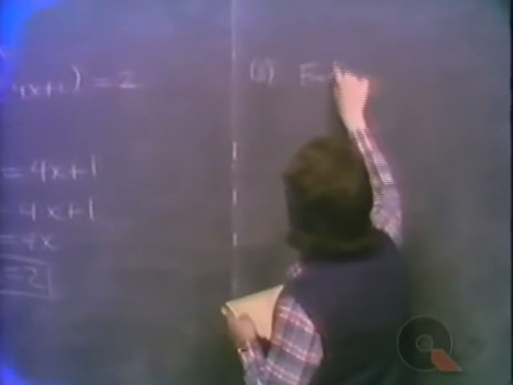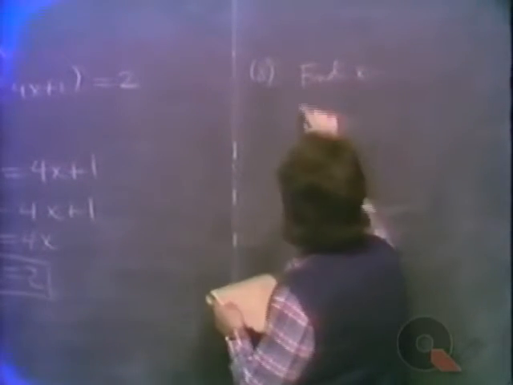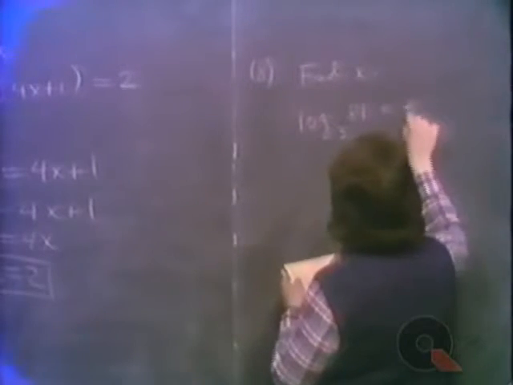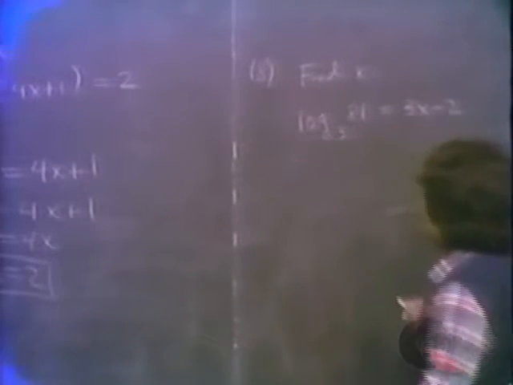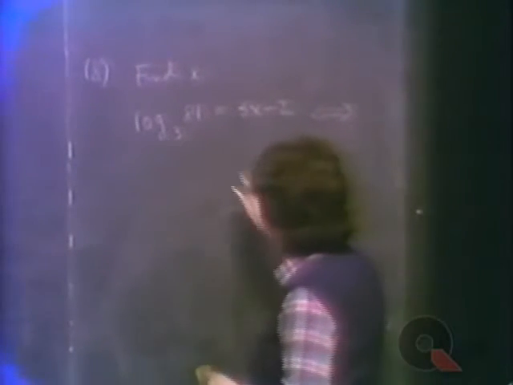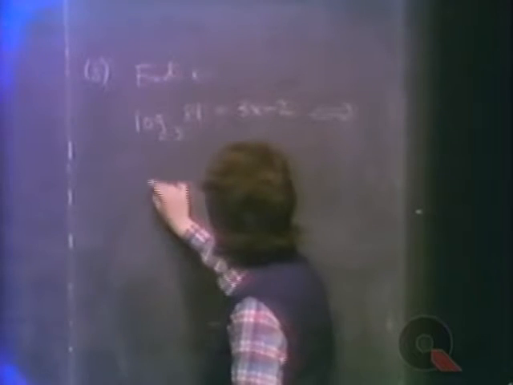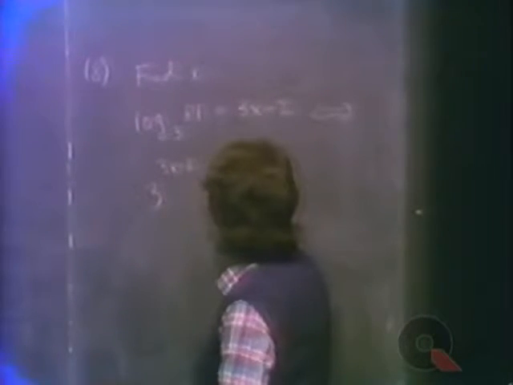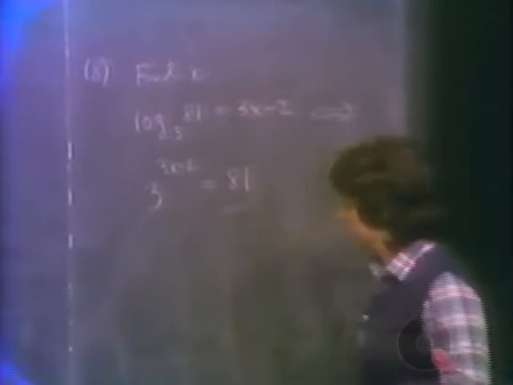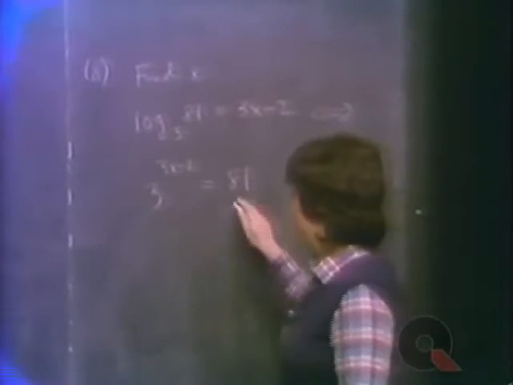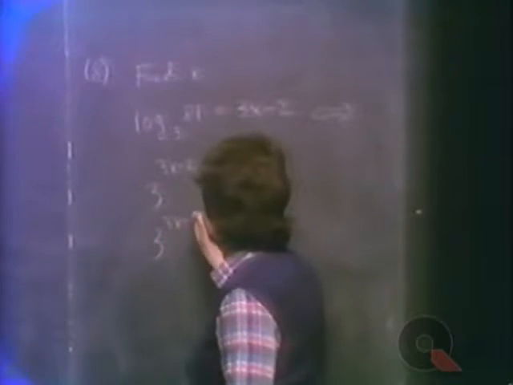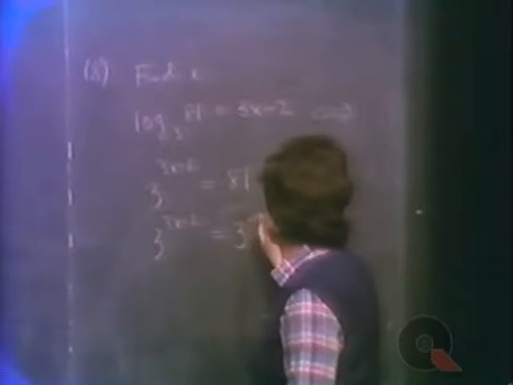In problem 8, find x such that the log of 81 to the base 3 equals 3x minus 2. This is equivalent to the following. 3x minus 2 is the power that you'd have to raise the base 3 to get 81. Okay, trying to get the bases to be the same on the left and the right. 3 to the 3x minus 2 power is 81, which is 3 to the 4th power.